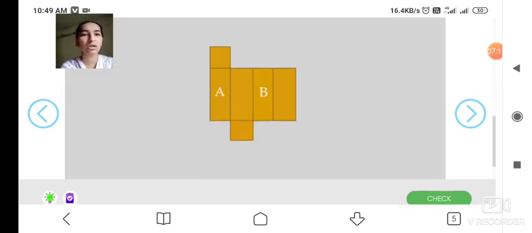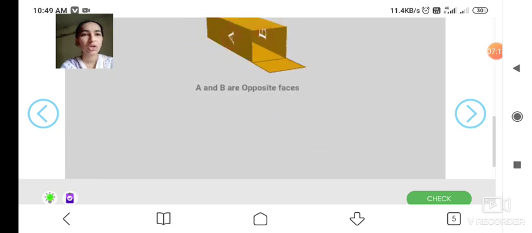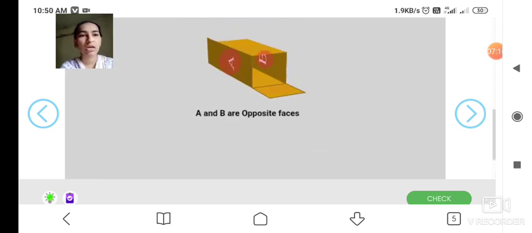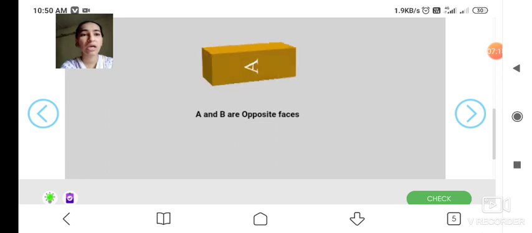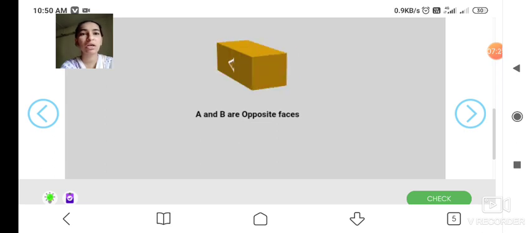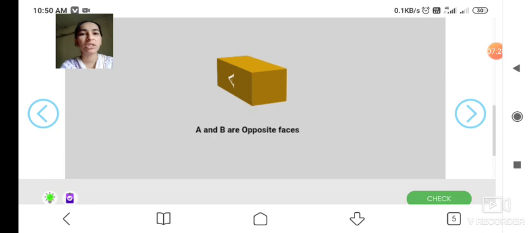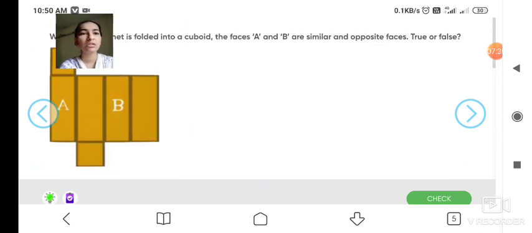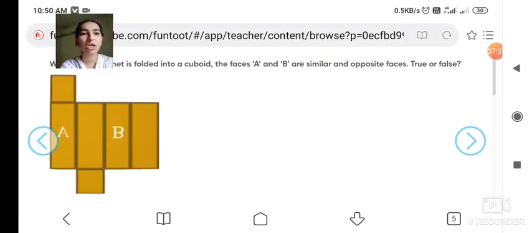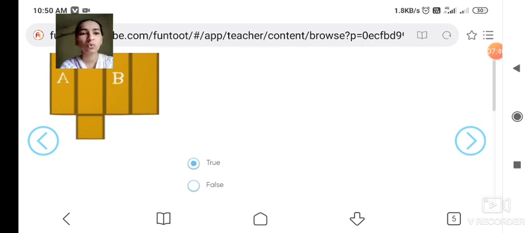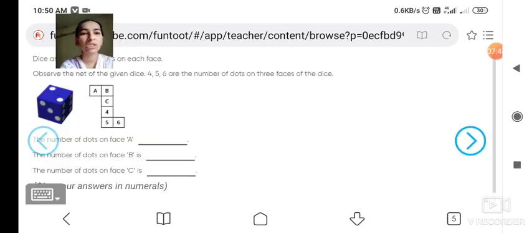You can see this is a net of a cuboid. Now you can see A and B are opposite faces and they are similar. Similar in the sense both rectangles are of the same size and A is opposite to B. That means our statement, what is the statement? The faces A and B are similar and they are opposite faces. This statement is true. Okay students, understand how to find the 3D object.